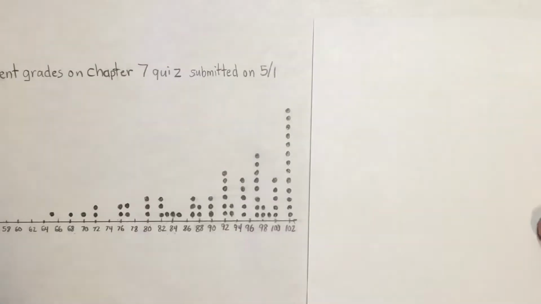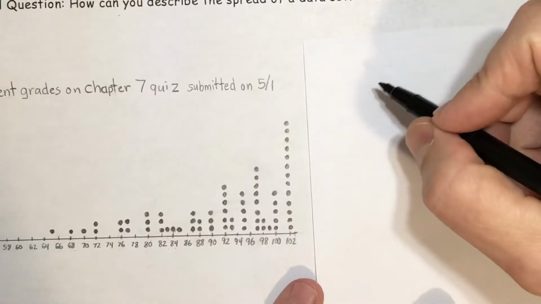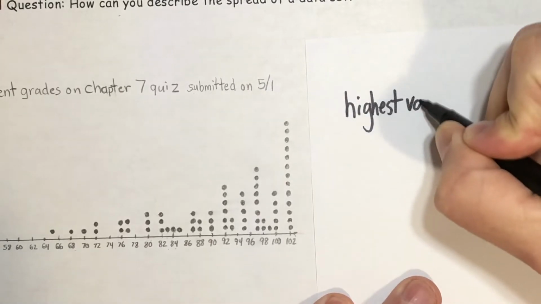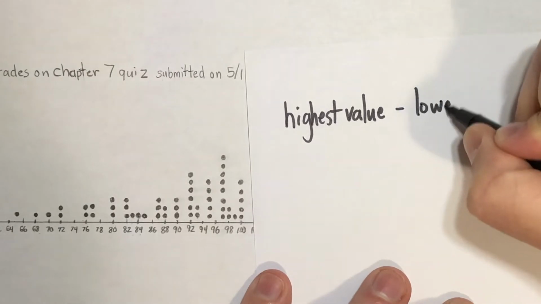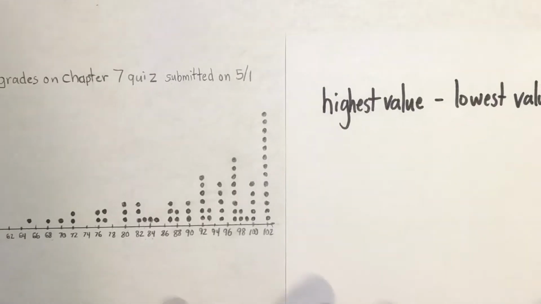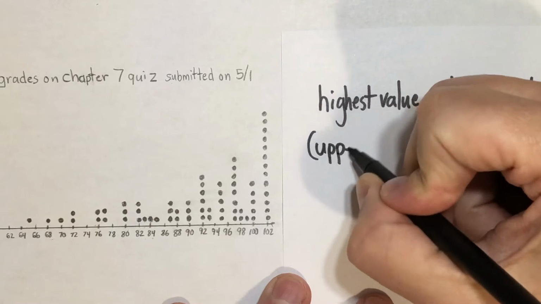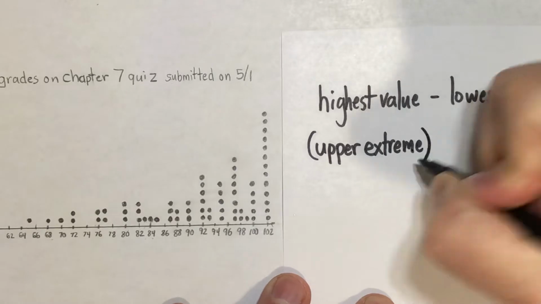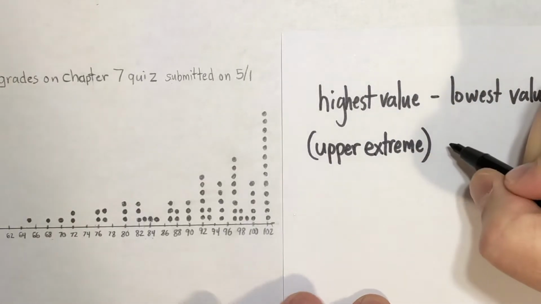To calculate range, what you do is, let me get a darker pen, you subtract the highest value and then you subtract the lowest value. Now, I like to teach you the correct vocabulary terms. So the highest value we call the upper extreme. And if you think of the word extreme, it's like something's extremely hot, then that lets you know it's the most hot, okay?